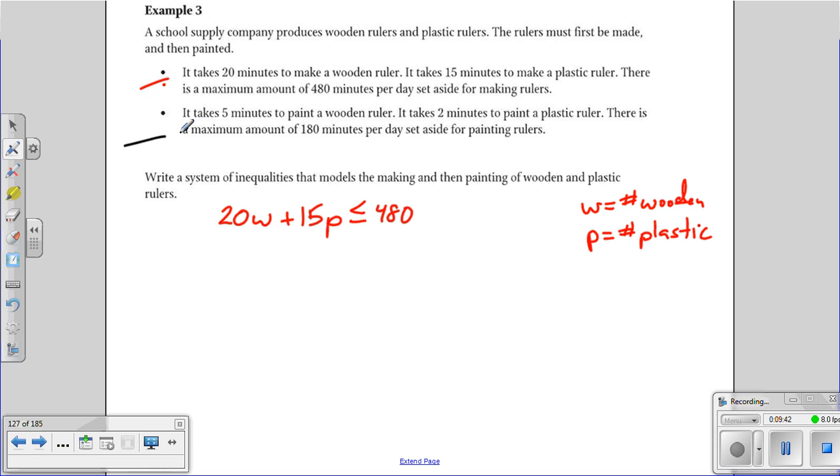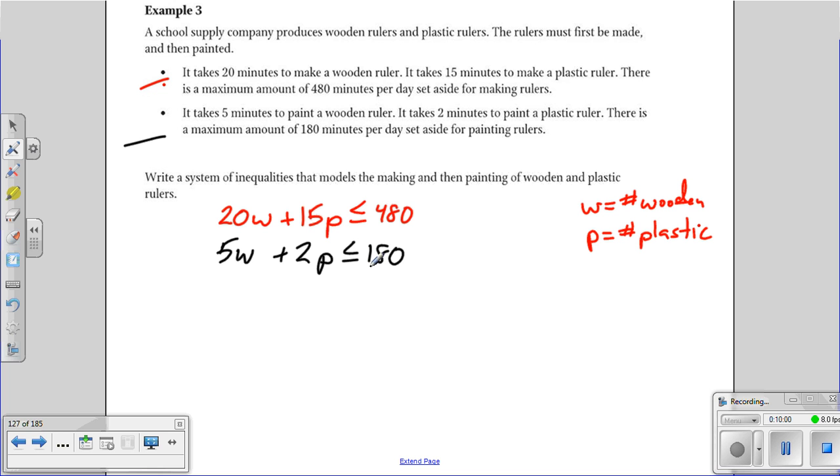It takes 5 minutes to paint a wooden ruler, 2 minutes to paint a plastic one. There's a maximum of 180 minutes for painting. So again, 5 minutes per wooden ruler, 2 minutes for a plastic ruler, and they set aside 180 minutes. So again, it has to be less than or equal to.